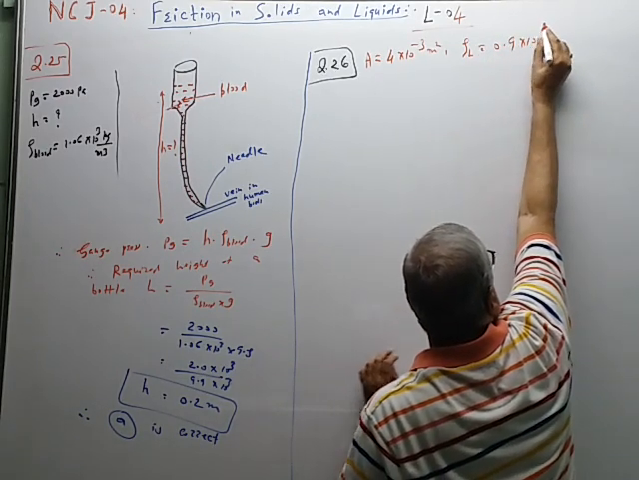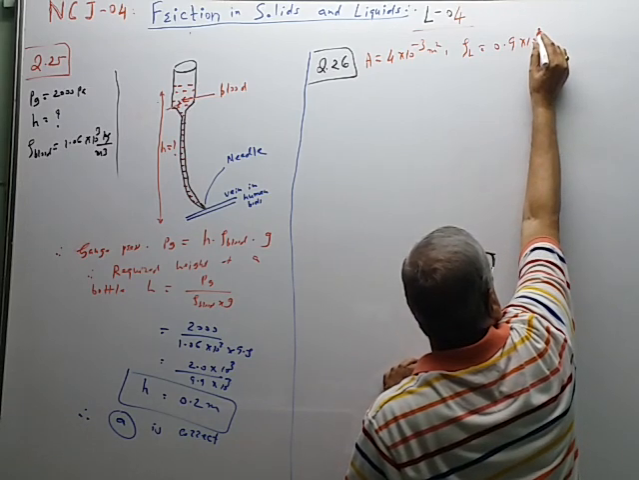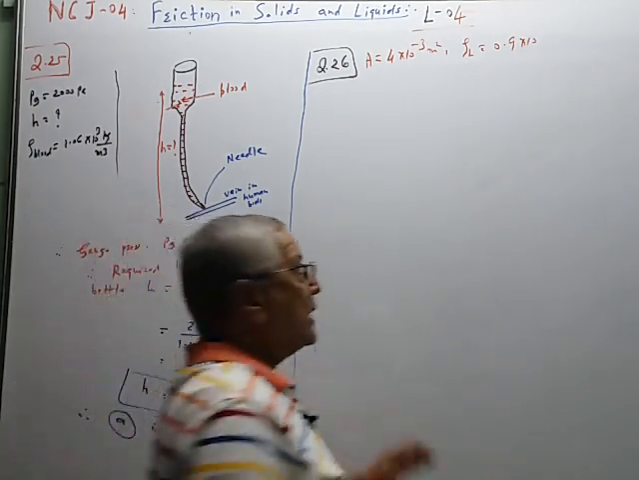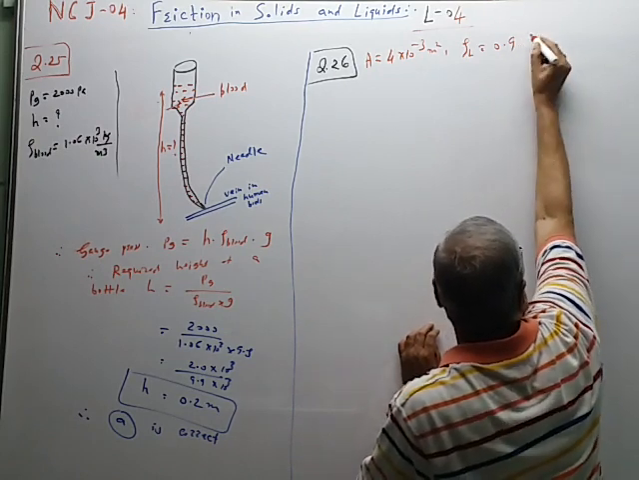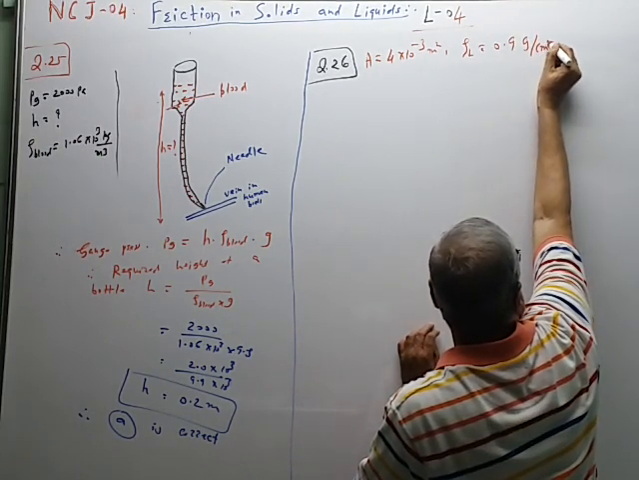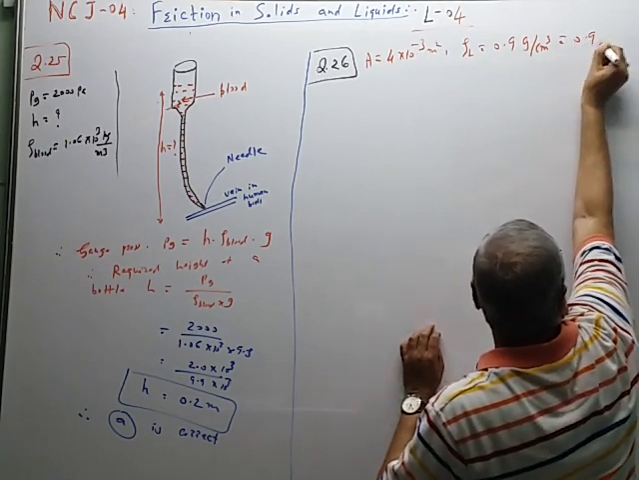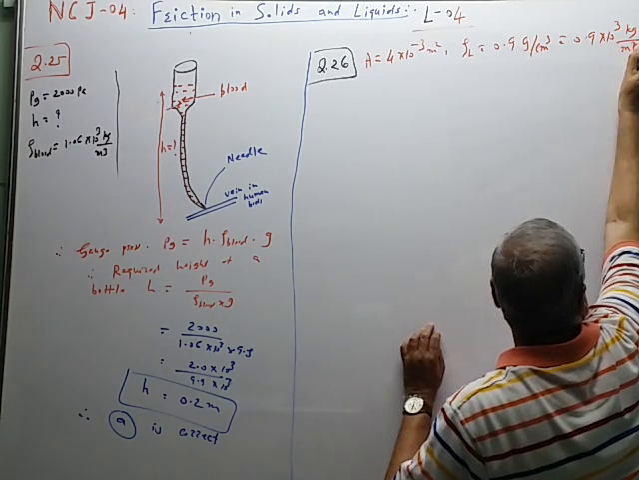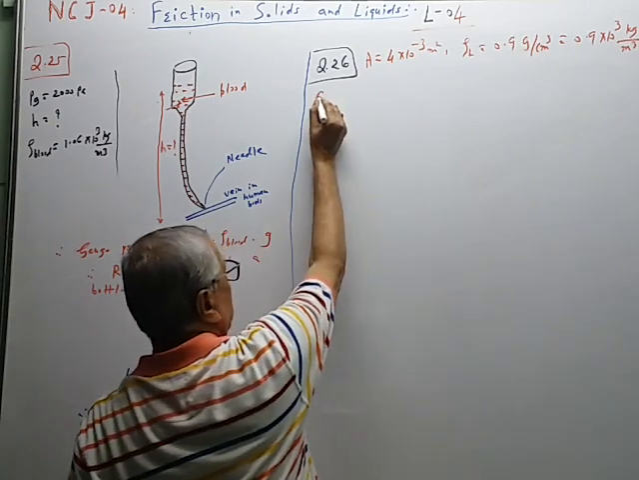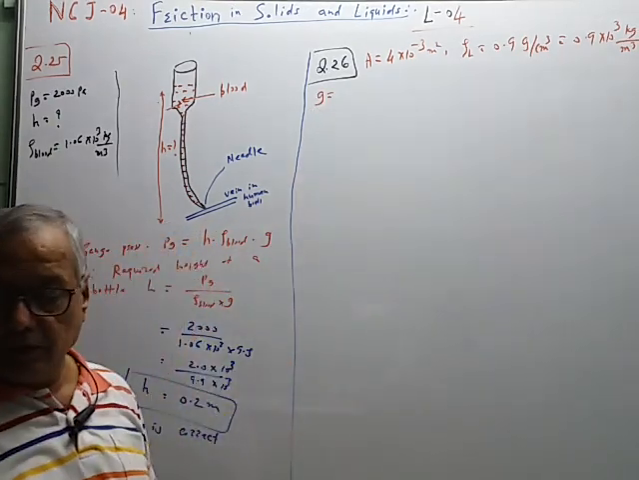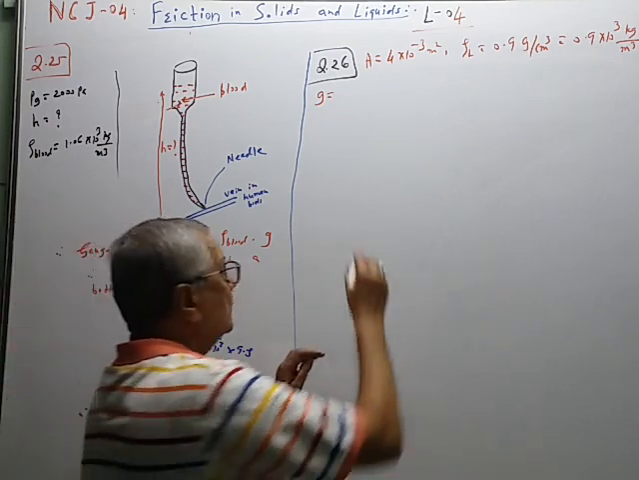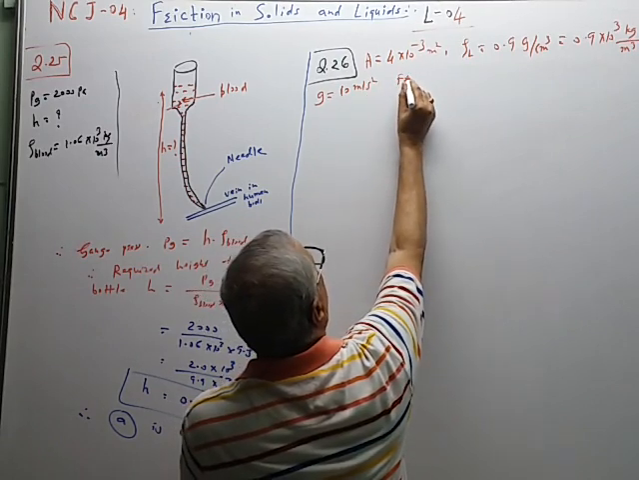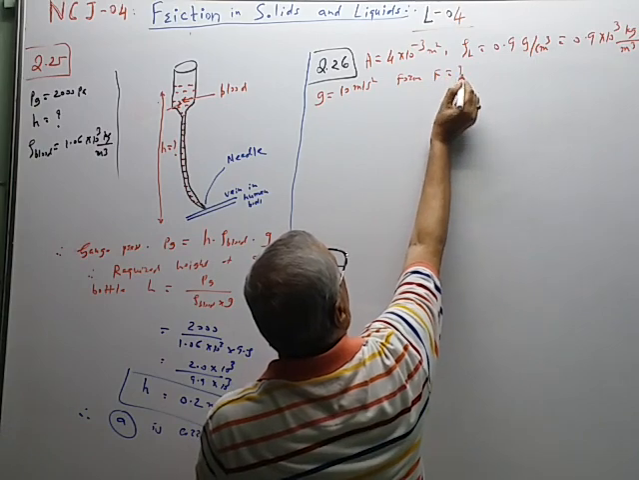Less than water. The value is given as 0.9 gram per centimeter. So this is equal to 0.9 into 10 raised to 3 kg per meter cube. g is equal to 10, and you have to find the force. Force F is equal to question mark.